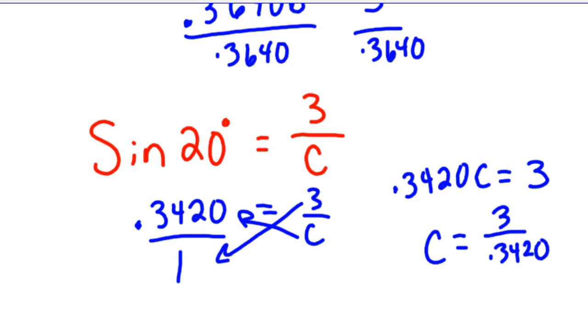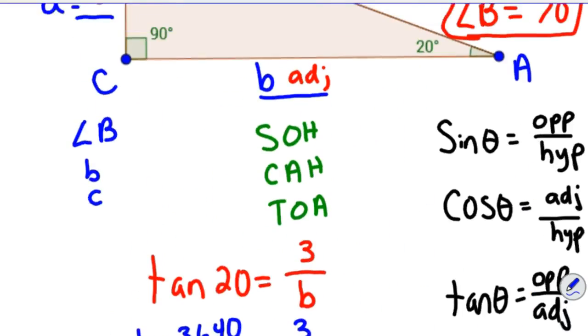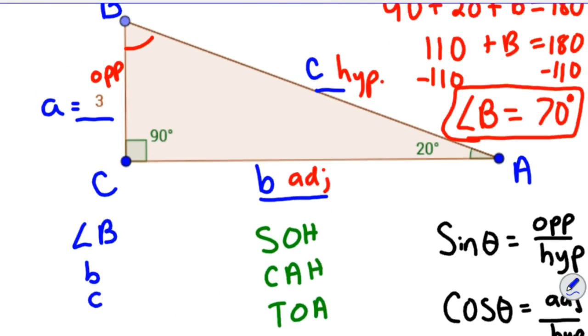So we've got C and B. So C is about 8.877, rounding it up. And B is 8.2, and angle B, we found that as 70 degrees. So that's one type of problem. Now I'm going to show you the second type.